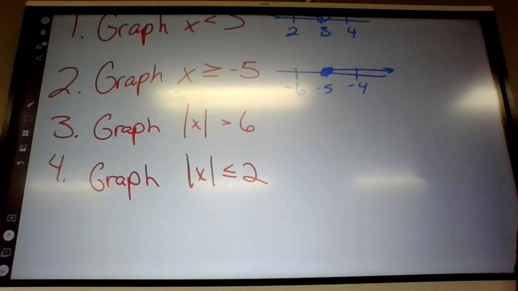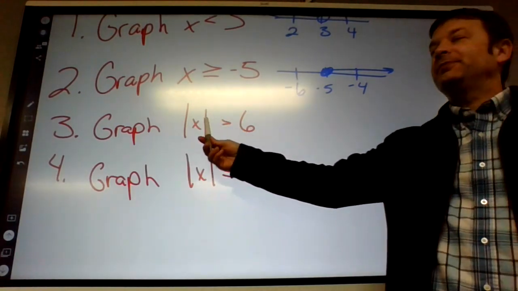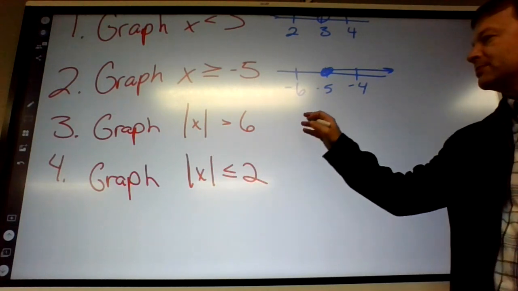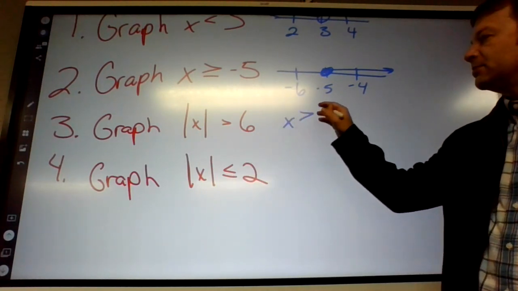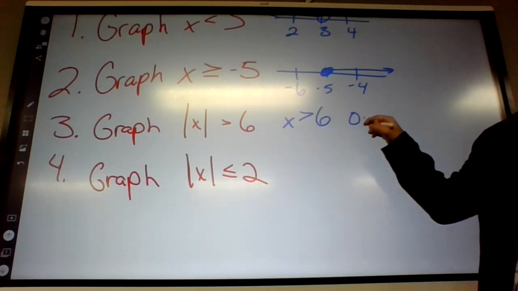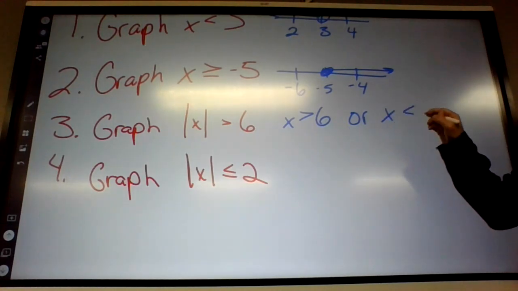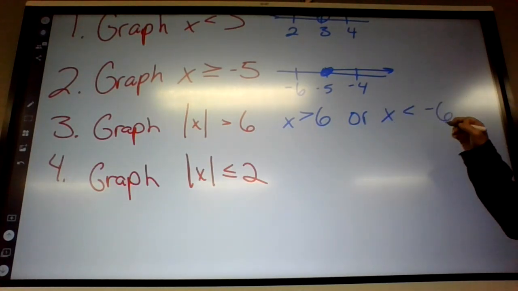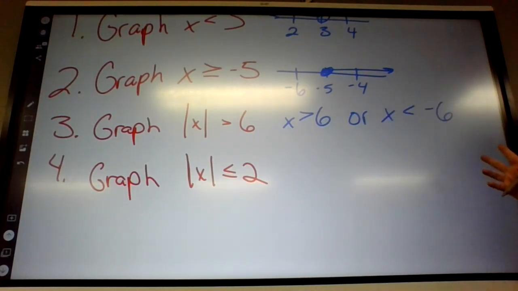Okay, this is where it usually goes wrong. Jonathan, do you remember how to set up greater than with absolute value? That's the difference. It should just be x is greater than 6 or x is less than negative 6. Yes. Okay, that's how it's written.